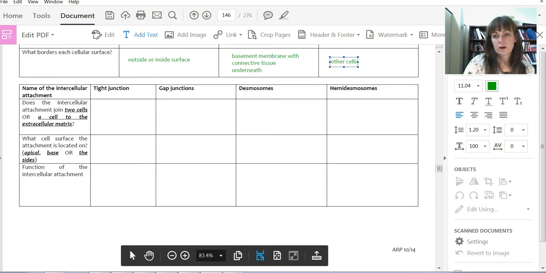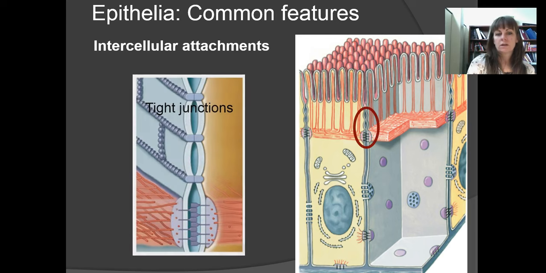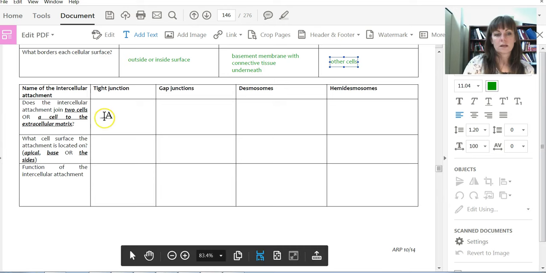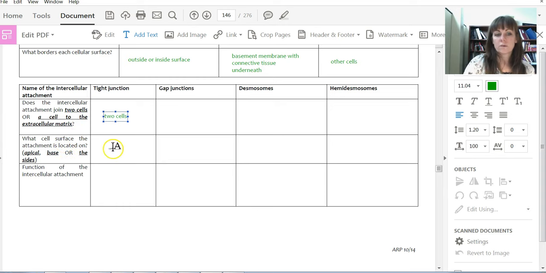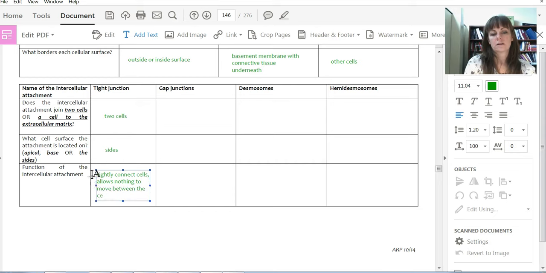Well, if we look back at our picture, okay, and we look at our tight junctions, well, here's the cell, here's the plasma membrane of the other cell. It looks like those tight junctions are joining two cells together. So we would say it's joining two cells. And what cell surface? Well, we already said that it's on the sides. And what is the function of this? Well, it's going to tightly connect cells together, and it allows nothing to move between the cells to underlying connective tissue.